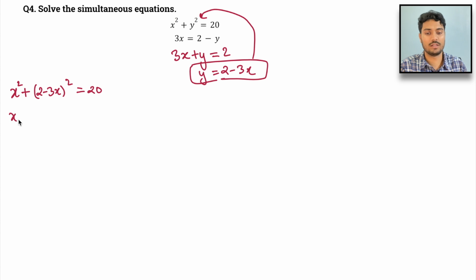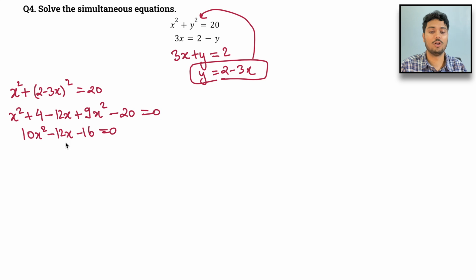So let's write down a square, which is 4, minus 2ab. So 2 into 2, 4, 3s are 12x, plus b square. So minus 3 square is going to be 9x square, minus 20 equals to 0. So we have 10x square minus 12x minus 16 equals to 0.